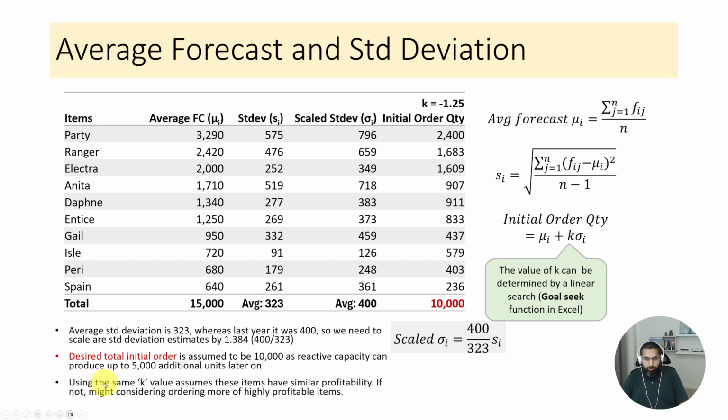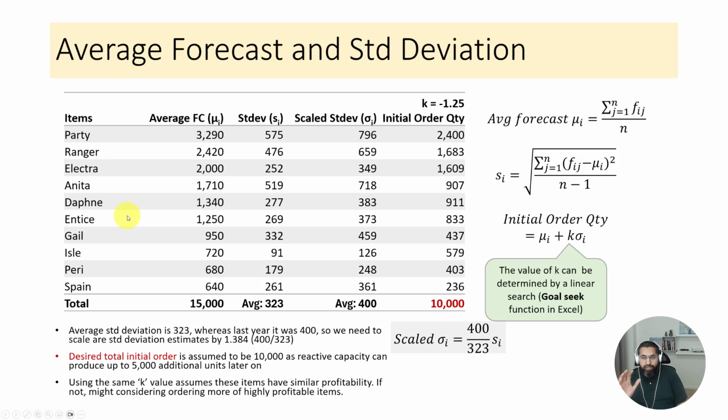Here's the last point on the slide, the assumption I talked about. Using the same k-value for all of these items assumes that all of these have similar profitability. If not, you might consider a larger value of k for the profitable items. So you may have two k values, and the k for profitable items has to be larger by a certain amount. So if it's -1.25 for the other items, you may put the k to be -1, -0.5, something like that.